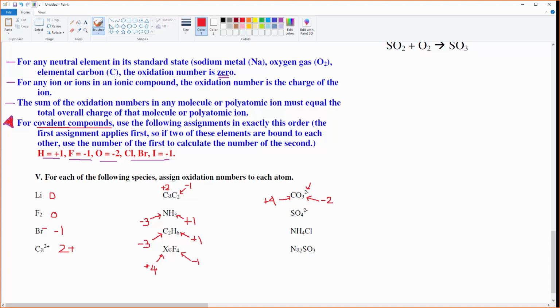Here's another one. Nicole, sulfate polyatomic ion. Again, it doesn't have a hydrogen or a fluorine. So we're going to assign the oxygen to be -2, and use the rest of this to deduce what the sulfur must be. All right, Sarah tells me it's +6. How did you come to that conclusion, Sarah, that the sulfur is +6?